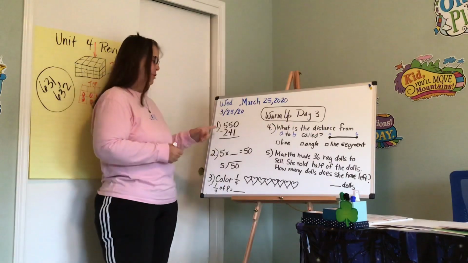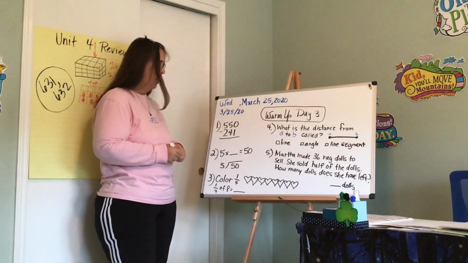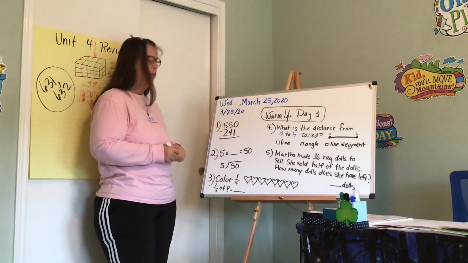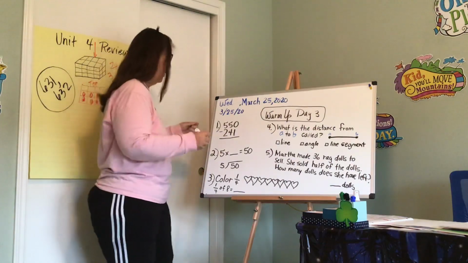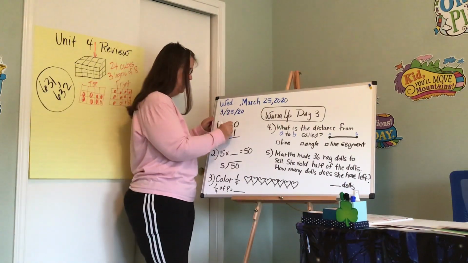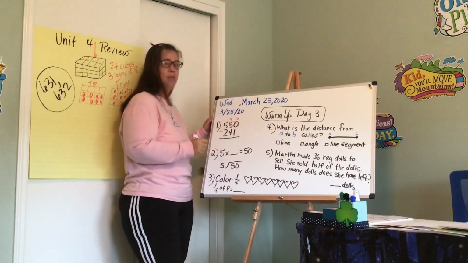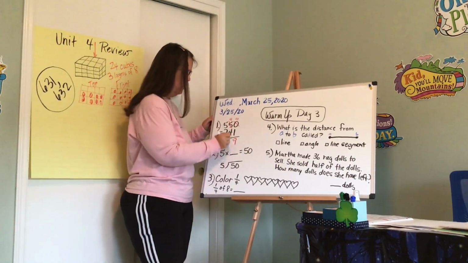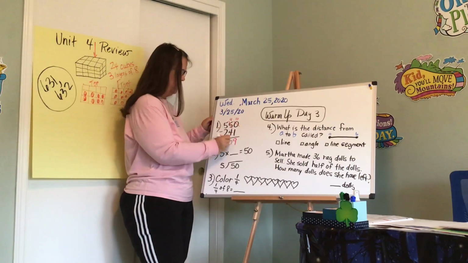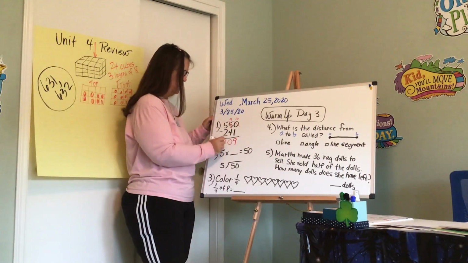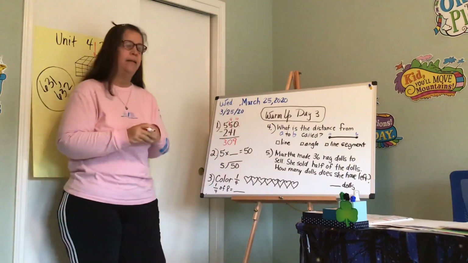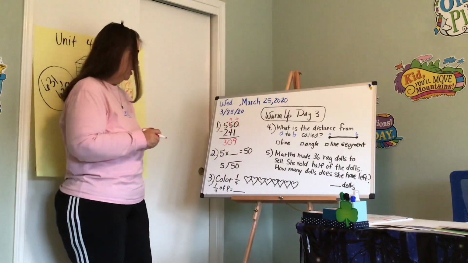Number 1, 550 minus 241. Can I take 1 away from 0? No, I cannot. I need to regroup. 5 becomes a 4, 0 becomes a 10. 10 minus 1 is 9. 4 minus 4 is 0. And 5 minus 2 is 3. Final answer, 309. All right, friends.